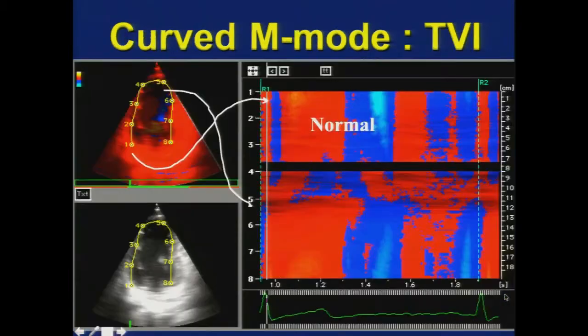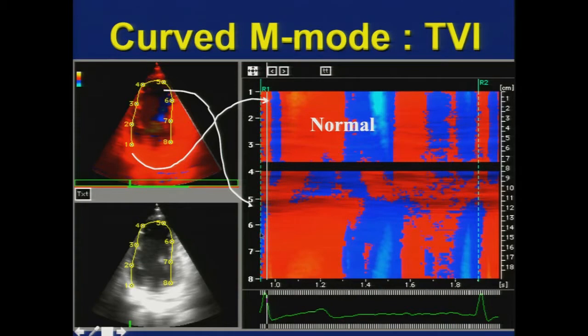And this can be displayed as well in this curved M-mode format, where we display the distribution of velocities in the various segments over time. So when you see this, what's happened is we've traced the ventricle here from the base all the way around to the other side. So if we want to know what's happening here between points 5 and 6, we come down to this map here between points 5 and 6.